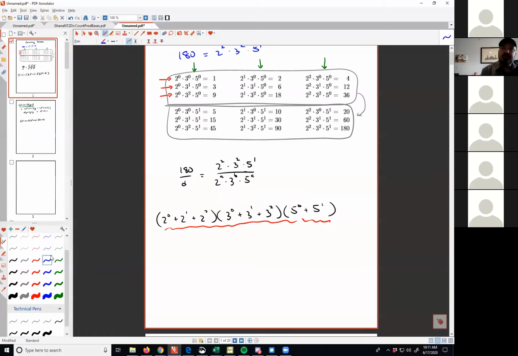And let's look at what those terms are going to look like. 2 to the 0 times 3 to the 0 times 5 to the 0. Oh, look, that's right here. Then 2 to the 0 times 3 to the 0 times 5, times 2 to the 0 times 3 to the 0 times 5 to the first is going to be right here.